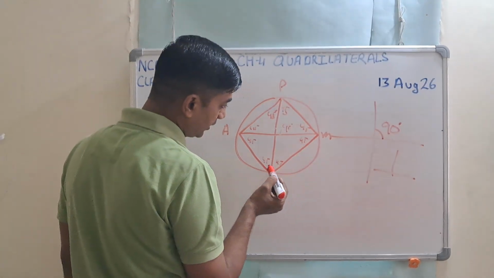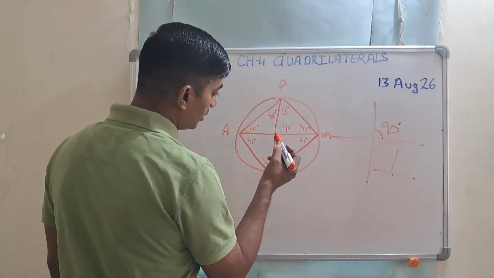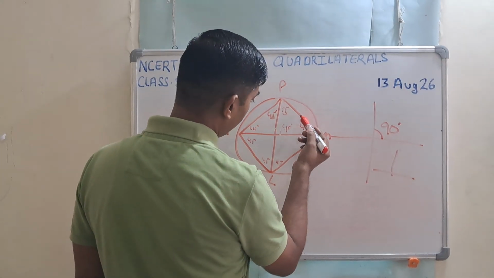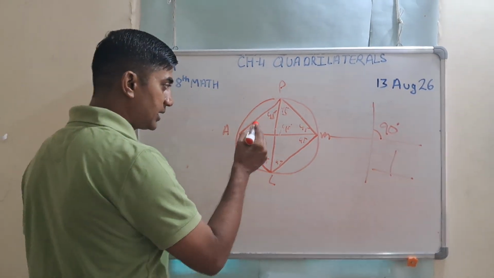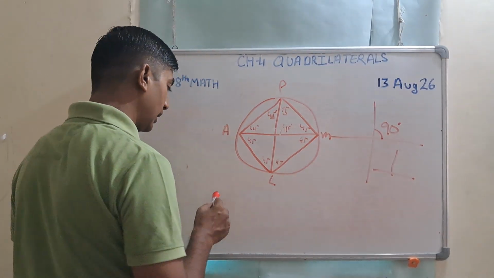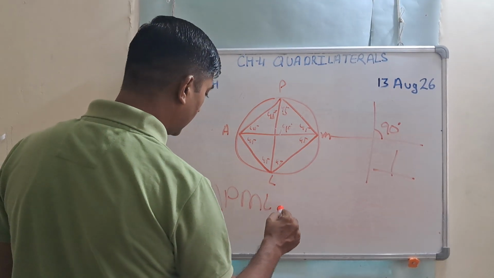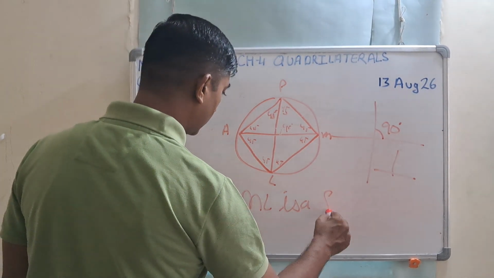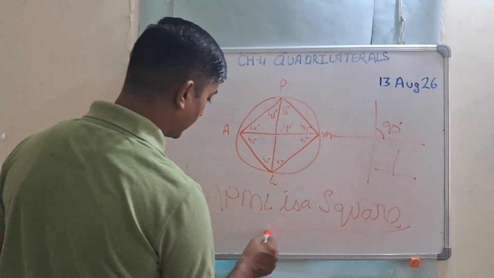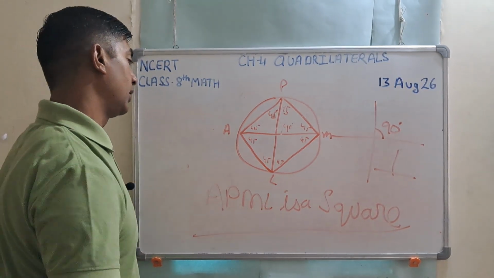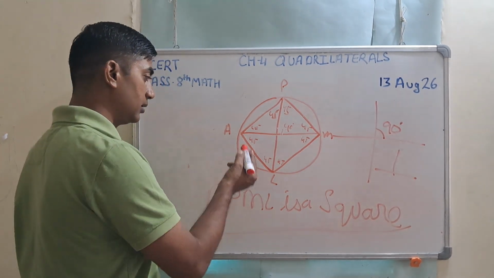So what does that mean? All your internal angles are 90 degree, and if you say that this side and this side are equal, you can prove the congruence. Overall you can say that this figure is a square. APML is a square. This is the argument, and you can give any suitable argument. You have any number of arguments to say that this is a square.